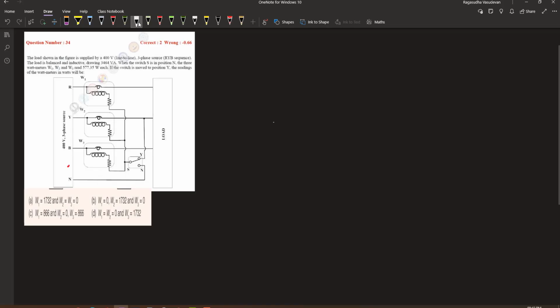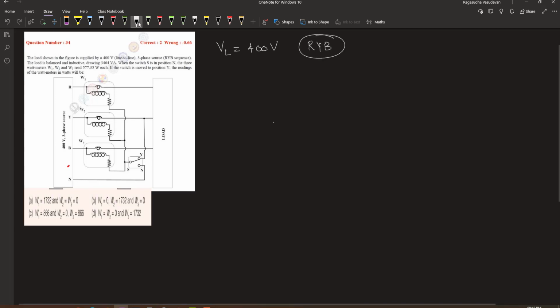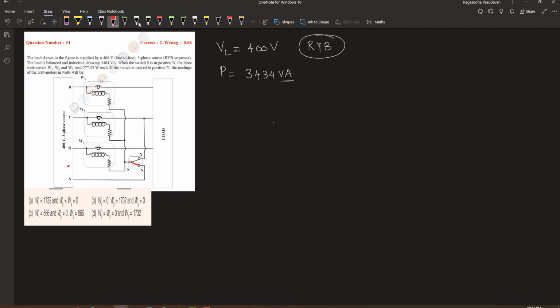In the question, it is given that the line voltage that is supplied to the load is 400 volt and the phase sequence is RYB. The load draws a power of 3464 volt ampere. This is apparent power and hence the unit is given as volt ampere. When the switch is connected to the neutral line, then it follows a star network because all three R, Y and B phases terminate to this neutral line in a star fashion.